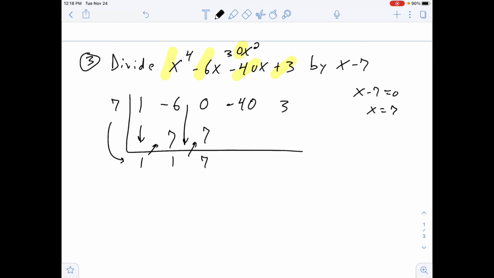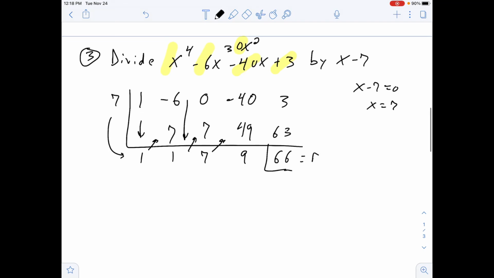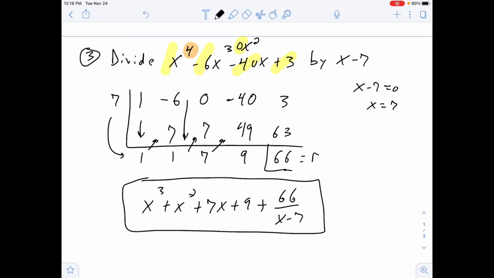multiply, add, multiply, add, and then multiply. So that's 63, which then gives us 66 as the remainder. So we're down 1 less degree. We started with to the fourth, so we're going to go down to the third. So this would be 1x to the third plus x squared plus 7x plus 9 plus 66 over our divisor x minus 7. And that is the final answer.